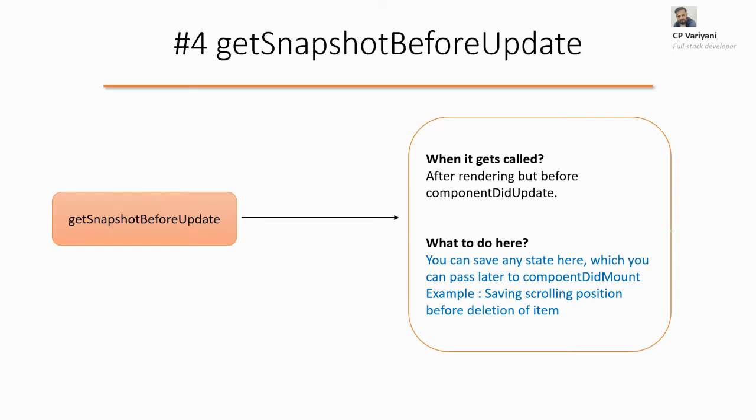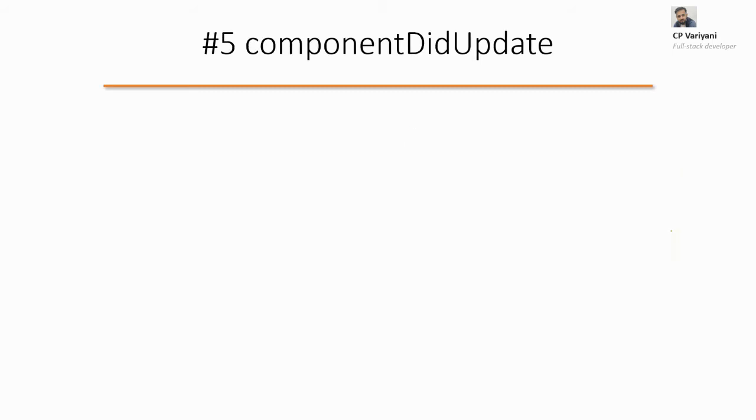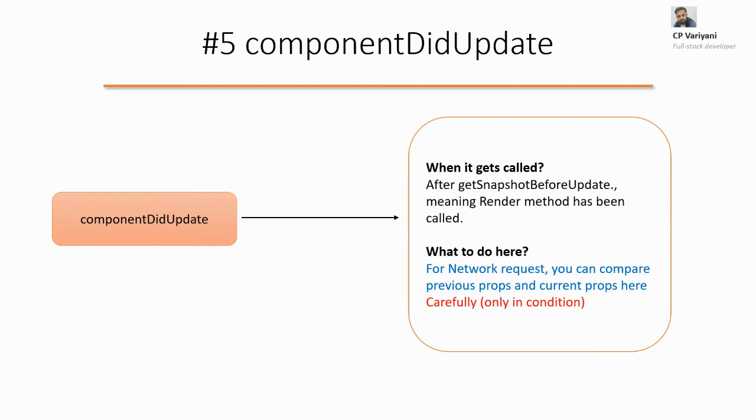So that is where getSnapshotBeforeUpdate comes into the picture. And most frequently, and always, you will use componentDidUpdate. This gets called after getSnapshotBeforeUpdate. And that means that the render method has been completed, and the impact you have already seen in the UI.